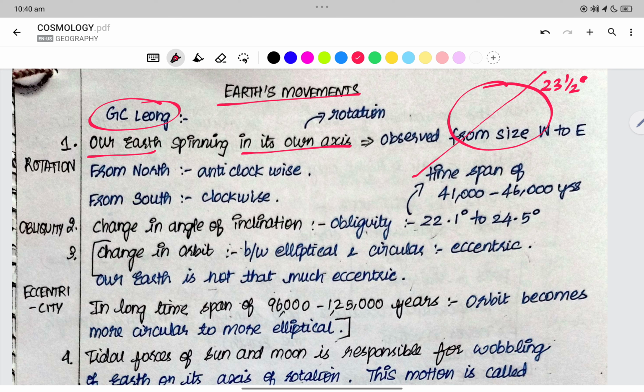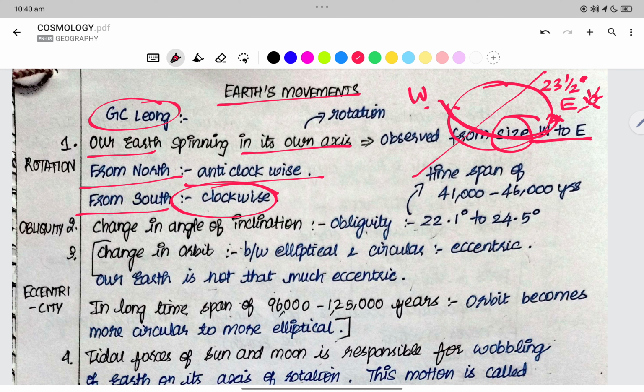It is observed from west to east. The rotation of the earth, its own spin, is from the west to east. Therefore, the sun rises in the east and it sets in the west. From the north, the rotation looks like it is in the anti-clockwise direction. But from the south, the rotation looks like clockwise direction.